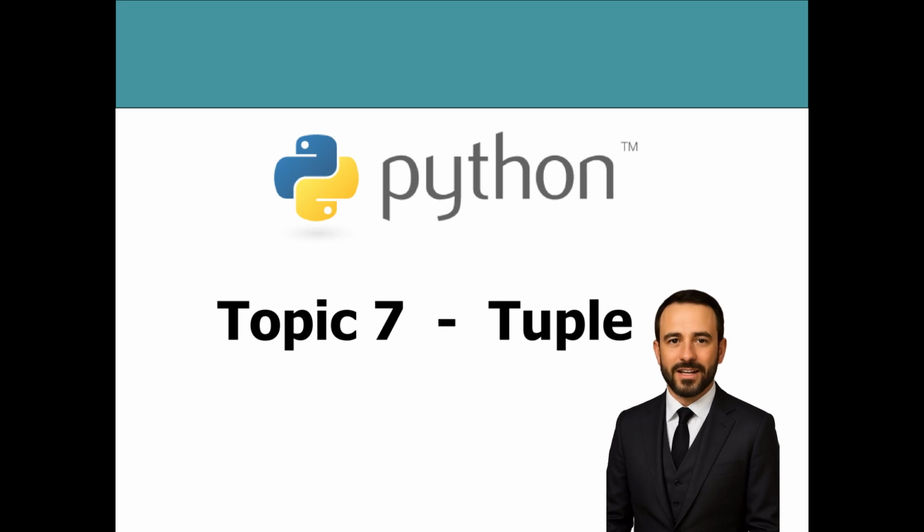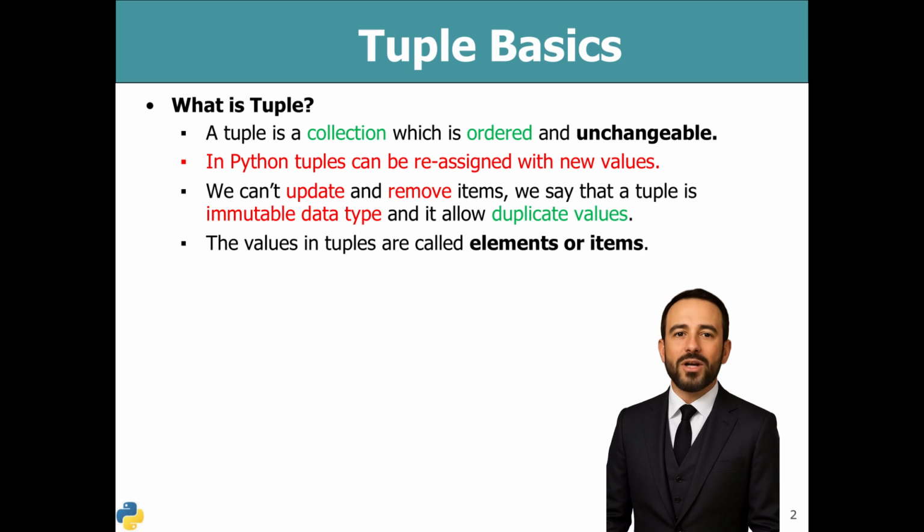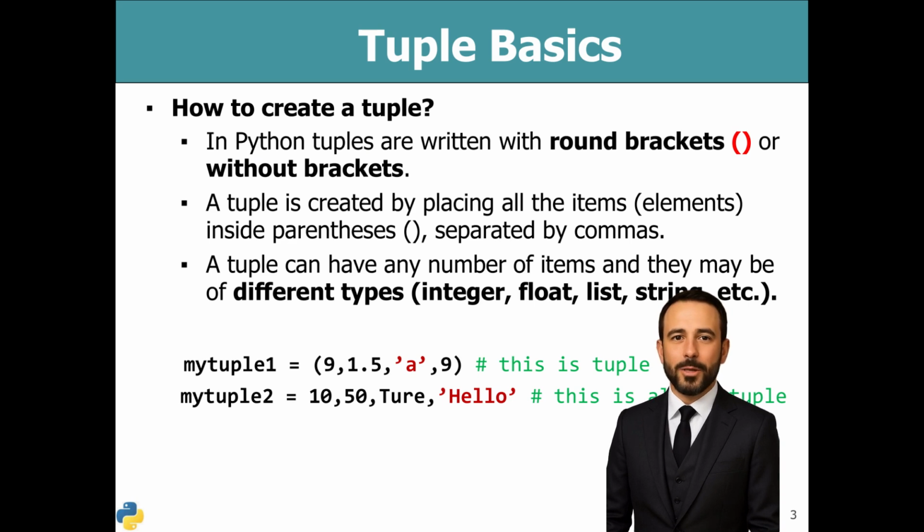Welcome to Topic 7, where we will delve into the fundamental concept of tuples in Python programming. A tuple is an ordered, unchangeable collection. While you can reassign a tuple, individual items cannot be updated or removed, making them immutable. Tuples allow duplicate values, and their individual values are called elements or items.